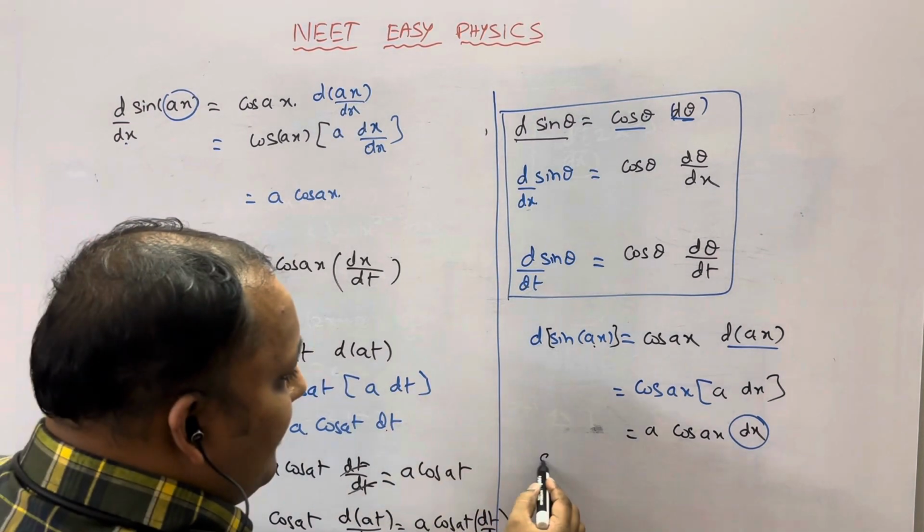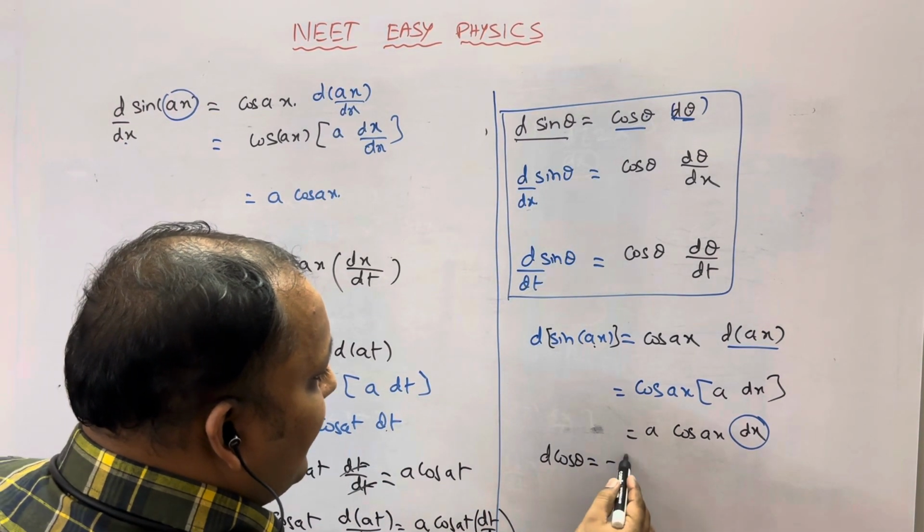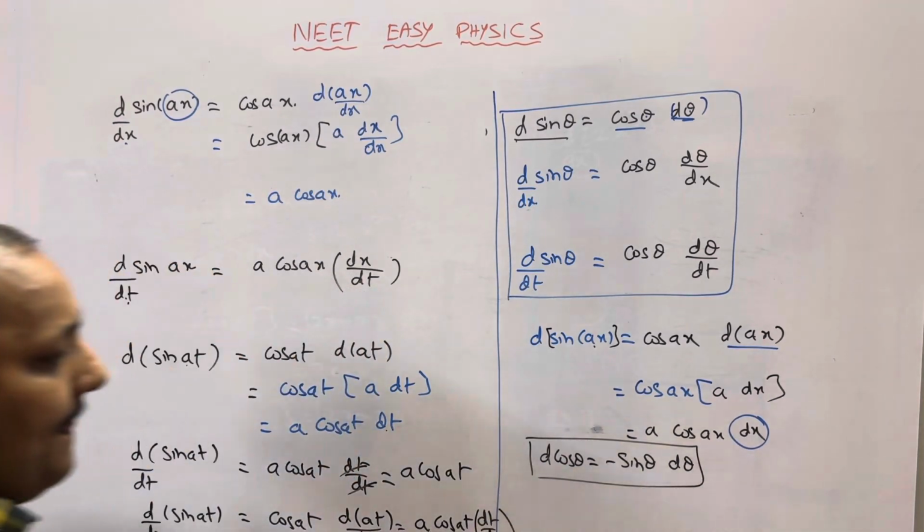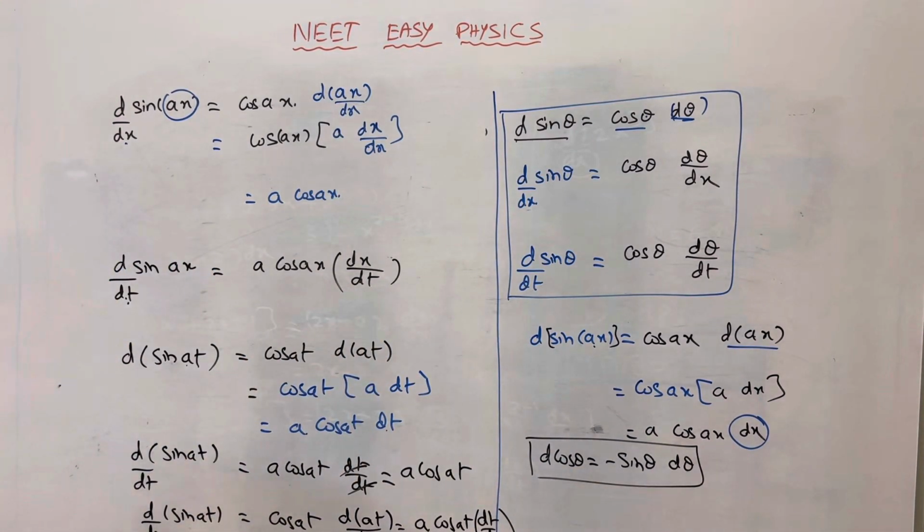Similarly, in math they will give the derivative of cos theta as minus sin theta d theta. So see how we are going to apply all these. We are going to do it in physics later.